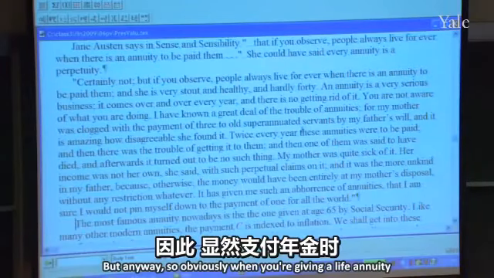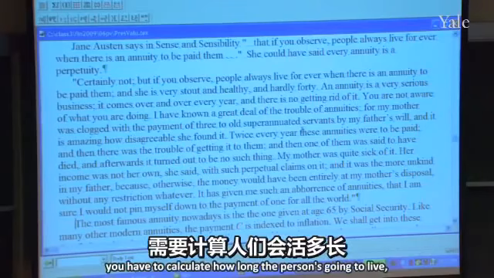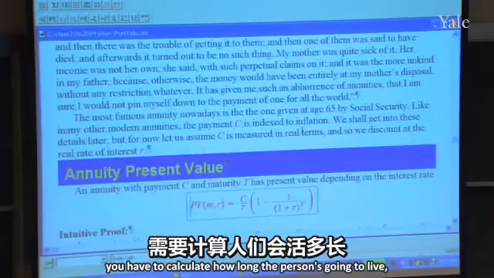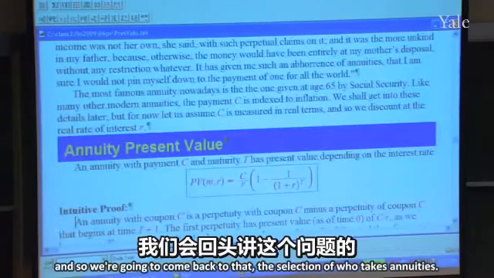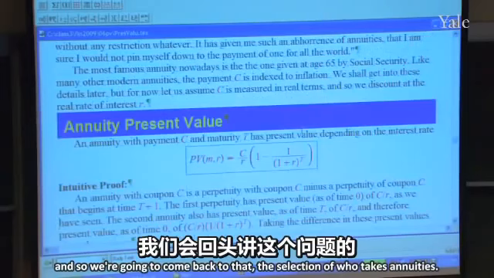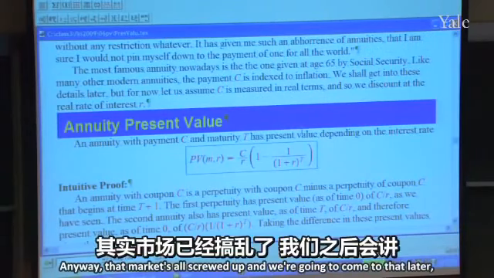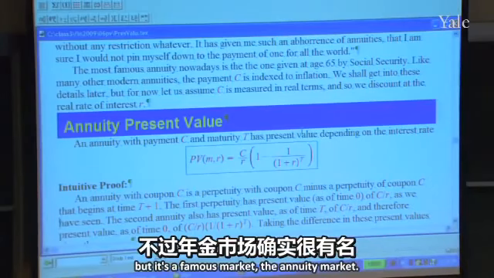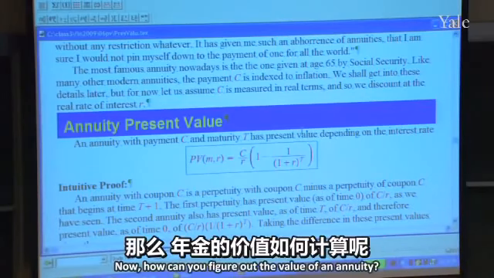But anyway, obviously when you're giving a life annuity, you have to calculate how long the person's going to live. We're going to come back to the selection of who takes annuities. Do they know that they're going to live longer or not? That market's all screwed up, and we'll come to that later. But it's a famous market, the annuity market. Now, how can you figure out the value of an annuity?